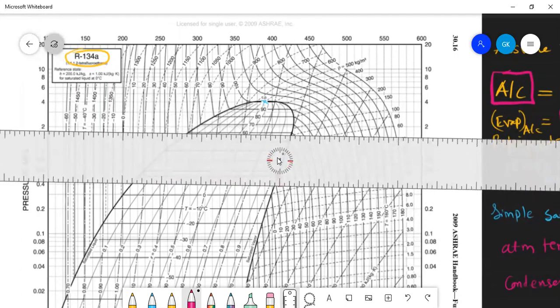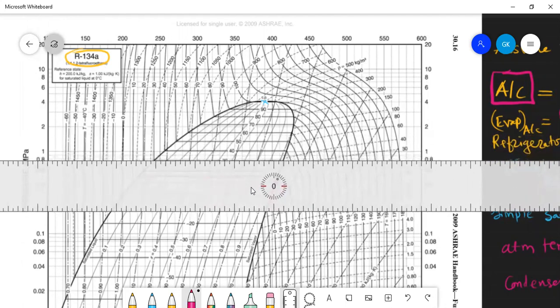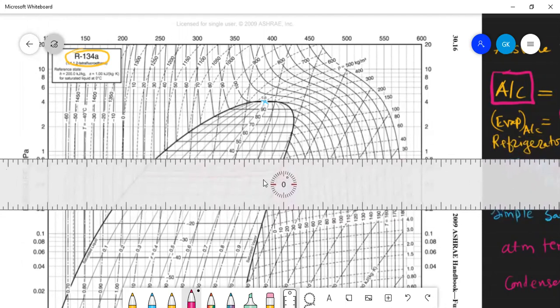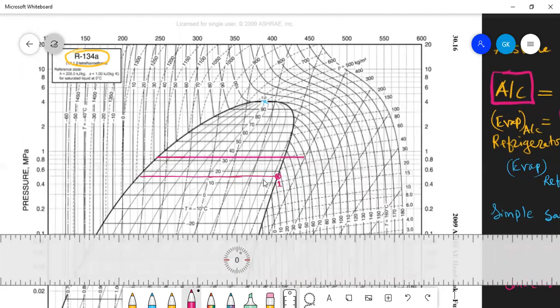So 35 degrees Celsius. This is 30, so 35 should be in between this. Draw the horizontal line up to this point. Okay, so this will be your condensation point. This is the condenser pressure.